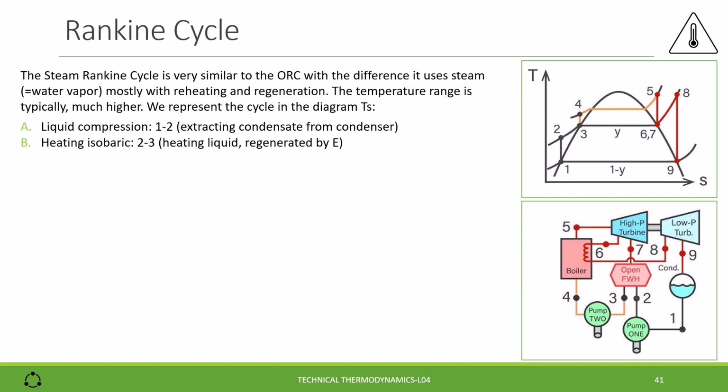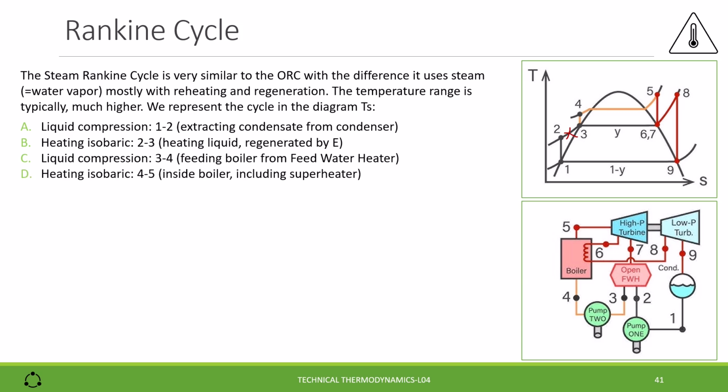The transformation B, from 2 to 3, is the isobaric heating in the liquid phase, and this transformation is regenerated by another transformation that we will see later on. So this is free of charge in terms of energy. The transformation C is another liquid compression from 3 to 4, and it is made by another pump feeding the boiler from the feed water heater.